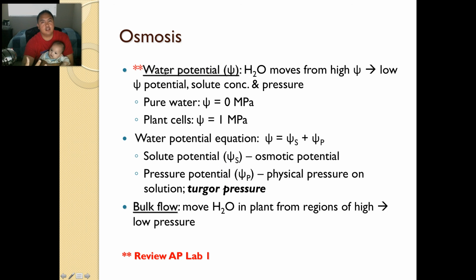Osmosis is the diffusion of water. So remember, water, like most things, likes to go from high concentration to low concentration, or from very crowded places to less crowded places. Pure water has what they call a 0 water potential, and plant cells have a negative one. The water potential equation, this is actually in your equation sheet that you need to know, is that water potential is equal to the solute potential plus pressure potential. And then moving water in a plant from regions of high to low pressure, they call that bulk flow.